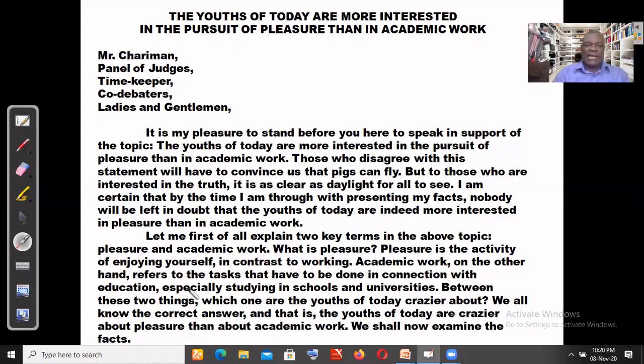Academic work, on the other hand, refers to the tasks that have to be done in connection with education, especially studying in schools and universities. Between these two things, which one are the youths of today crazier about? You see, you are building your argument, you are drawing the attention of the audience to your line of argument. And this is really very important because you are talking to people who have wisdom, who are intelligent, and when you are really making cogent points, they know. And that is why you need to do everything to carry them along.